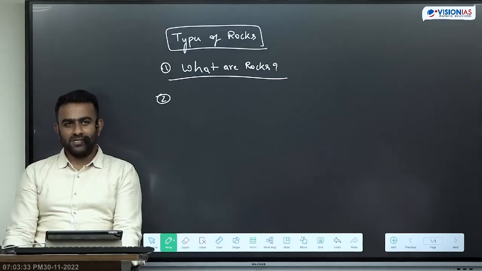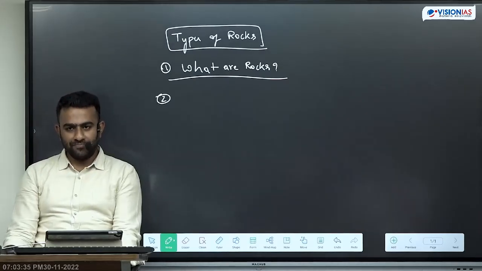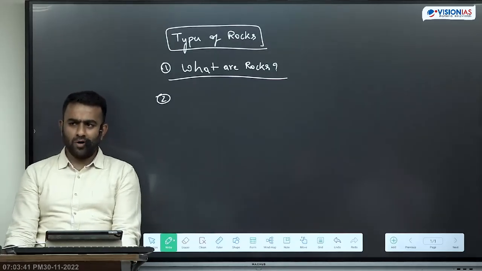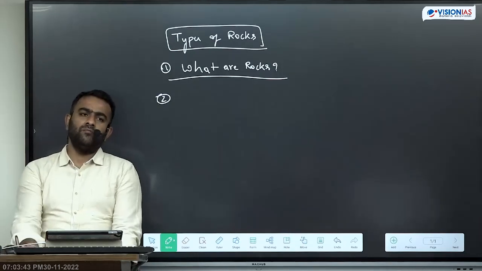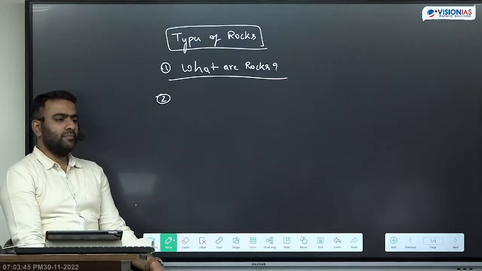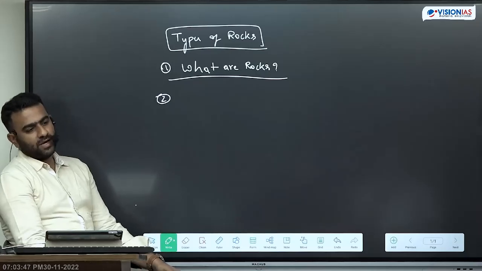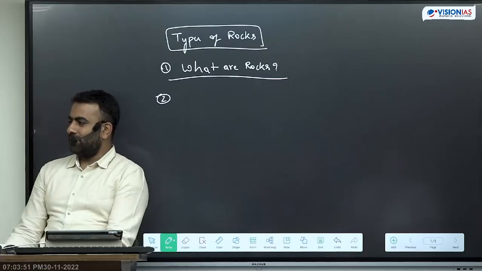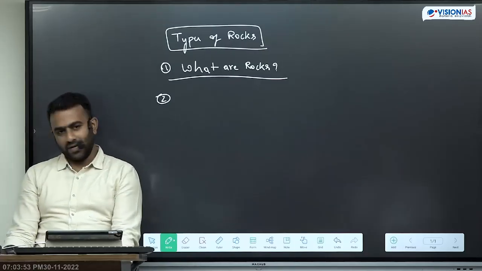So magma is molten rock material, the rock material from which rocks can be formed. That molten rock material is called magma. When magma cools down, it solidifies and becomes rock. So those rocks which are directly formed from magma are called igneous rocks.